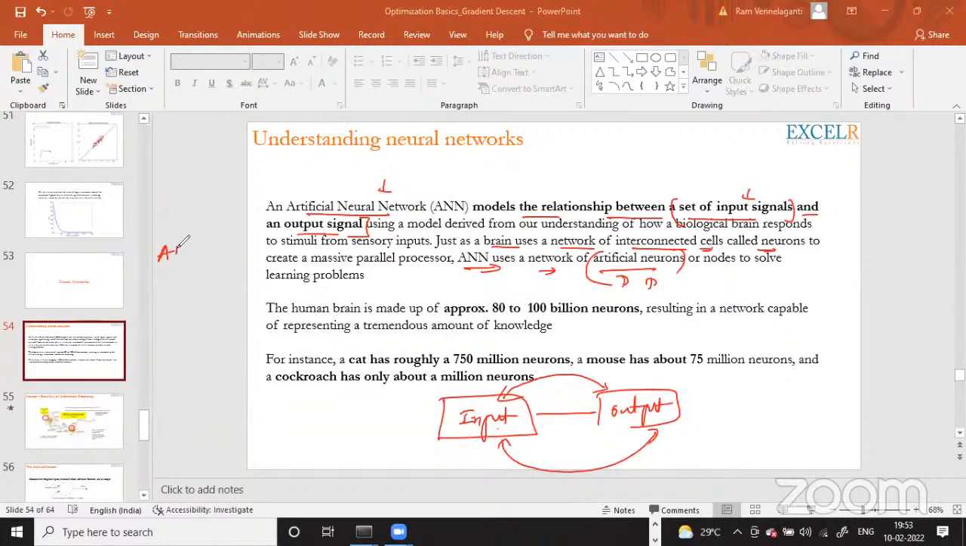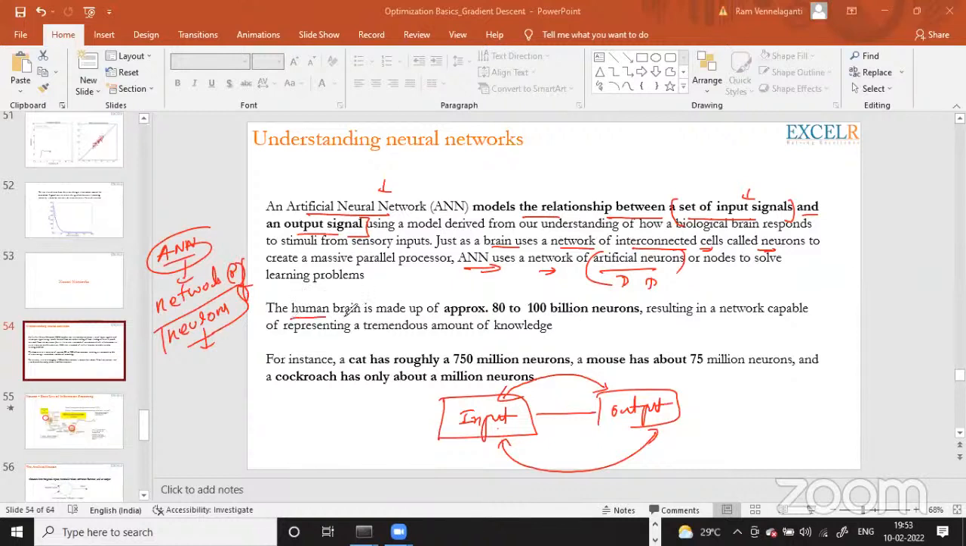So an artificial neural network will use a network of neurons. A network of neurons, that is what you have to keep in mind. These neurons will establish a relationship between your input and output. That is important for us.